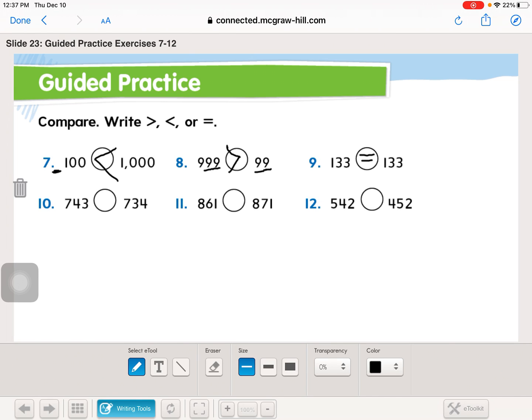These are the exact same. These are close. Don't let this trick you. Hundreds are the same, but look, the tens are one off, so 4 is bigger than 3. They've just flip-flopped their tens and ones, so we would say 743 is greater than 734. 800, 800. Go to our tens. 600, 700. 700's bigger. 500, 400. 500's bigger.